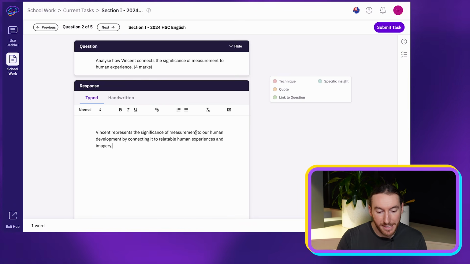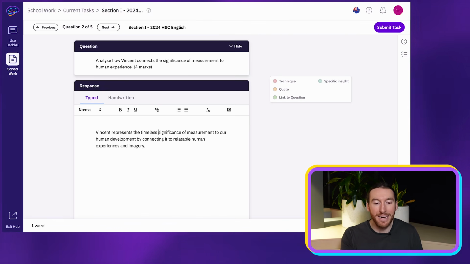I think it's enough here to say it's the significance of measurement to our human development, but you could actually do a little bit better here by saying what type of significance. I always like to ask myself that mini question, what type, in relation to key terms, because it helps you put an adjective before the word, which means you're already expanding on it. So Vincent represents the intellectual significance of measurement, right? Or timeless significance. Some kind of adjective there just helps you go a little bit beyond the question. Try and do that as much as you can throughout your answers.